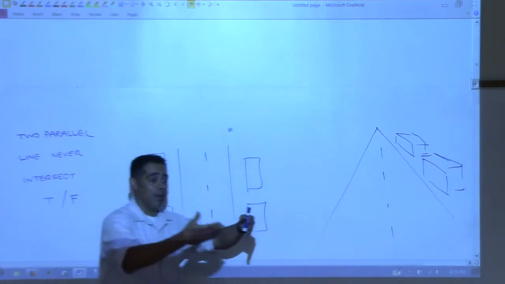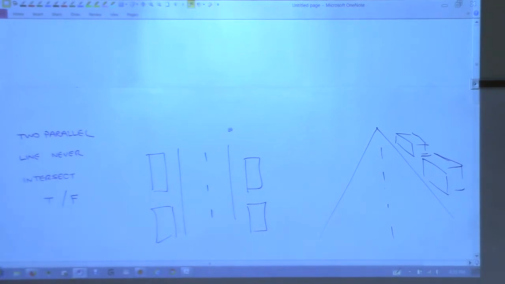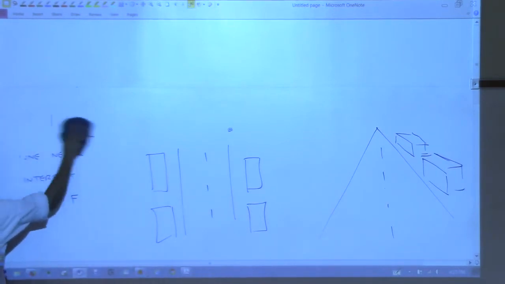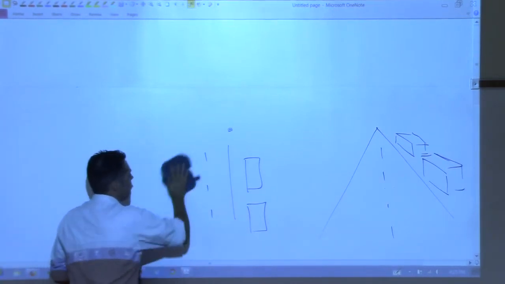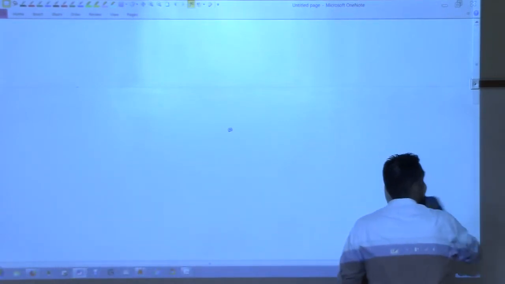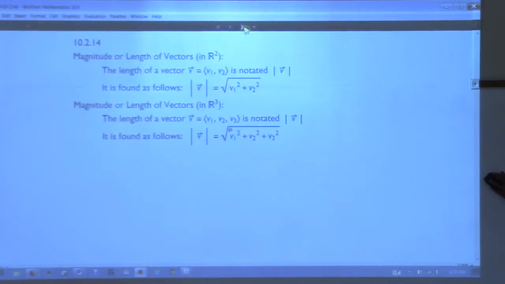The question was, why do they call it parallel, right? That's what this all came from. Parallel has different meanings in different places, and it behaves differently in different places. So in vectors, parallel just means scalar multiple of one another. That's it. Throw away your Euclidean idea of parallel now. Does that kind of help? Okay. So two vectors are parallel if and only if they are scalar multiples.